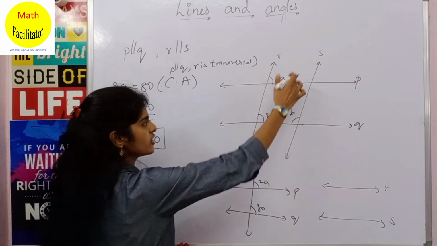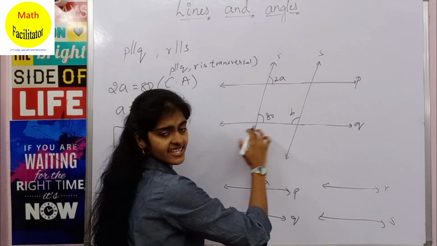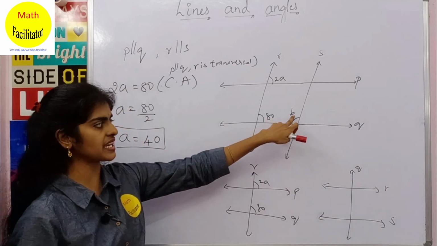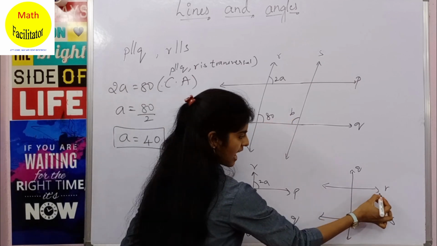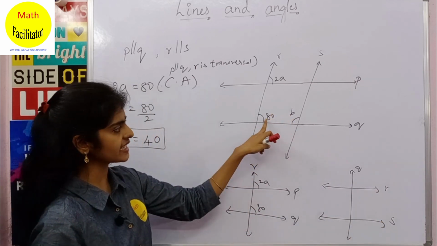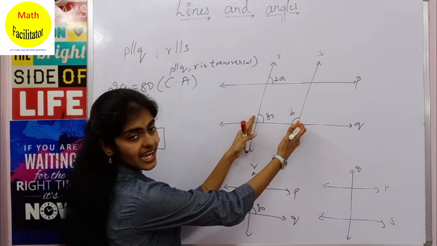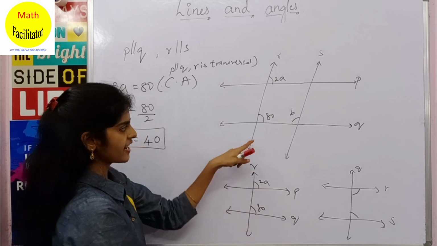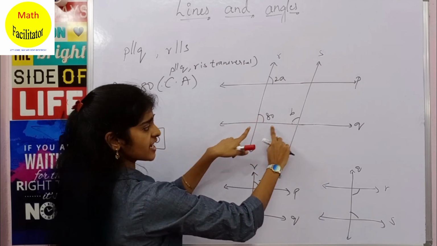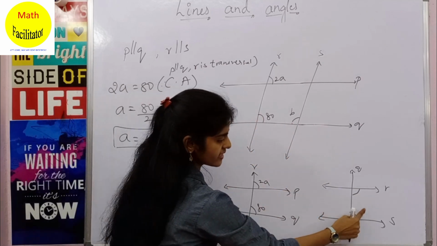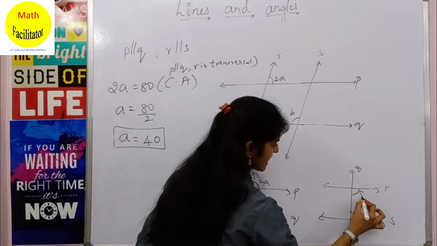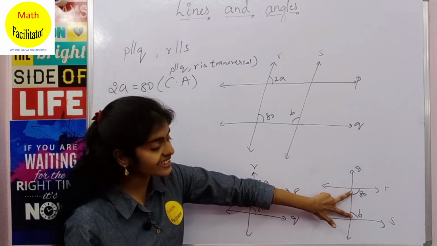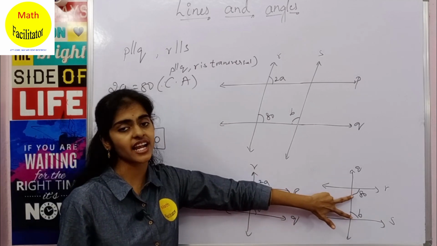Clear? So here you can see in R and S, let us take this as transversal. Let Q be the transversal, because in Q you have two angles, B and 80. So this is R, and where are B and 80? B and 80 are inside, in between R and S. And you can see they are on the same side of Q. So I am writing on the same side. So this is 80, this is B. By seeing this, you can see they are interior angles on the same side of the transversal.